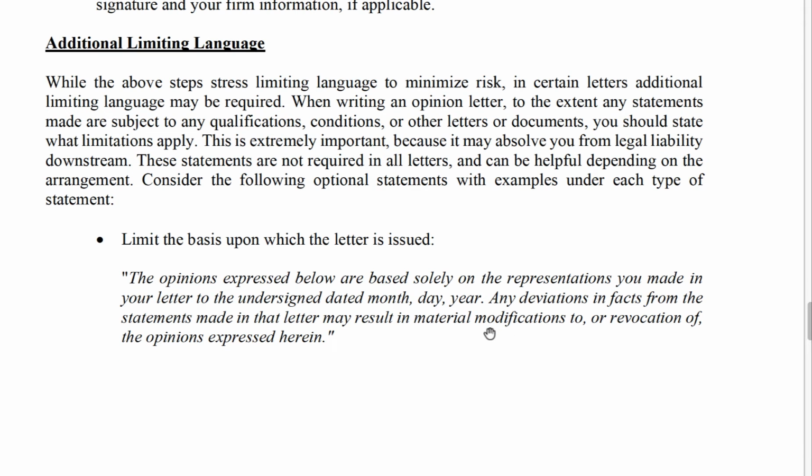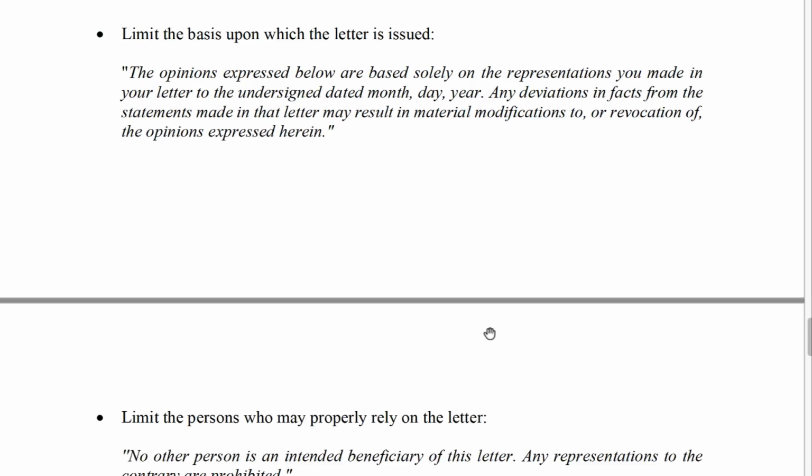So this is if a client, for example, is going to give this to their friends, or they're going to have other CPAs look at this, other tax professionals, other attorneys. You want to definitely put additional limitation. It's already kind of in there. Okay, we've already said about being confidential, but you might want to put additional stuff. The opinions expressed below are solely based on the representations you made in your letter to the undersigned dated month, day, year. Any deviations in facts from the statements made in that letter may result in material modifications to or revocation of the opinions expressed herein.